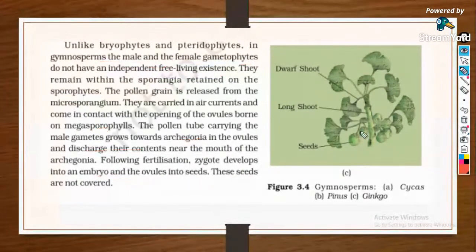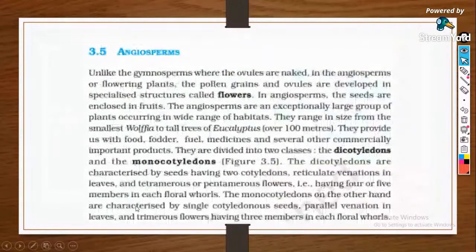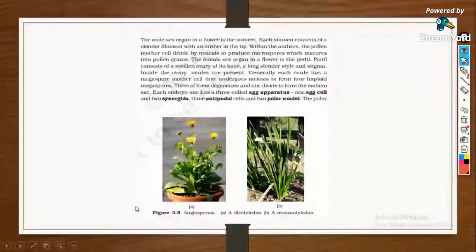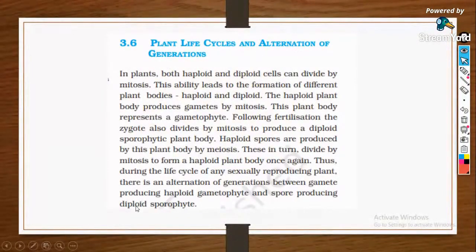And now let me explain it. That's all for gymnosperms. After that, we have angiosperms. Angiosperms, I will explain very shortly. Okay, after that, in detail about plant life cycles and alternation of generation, the last topic.